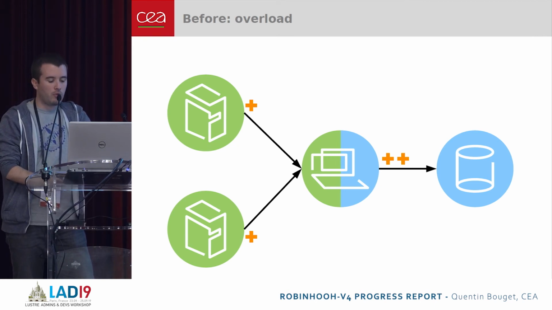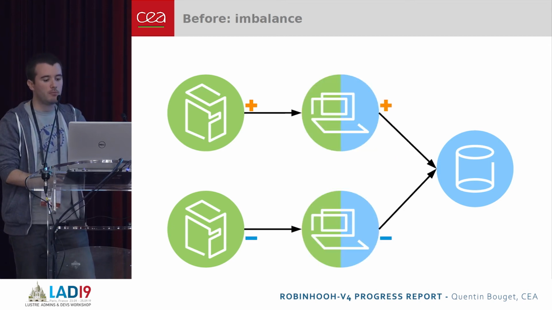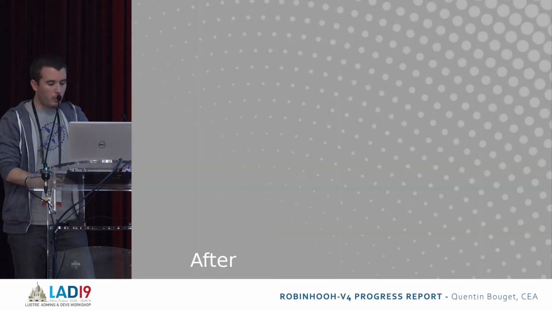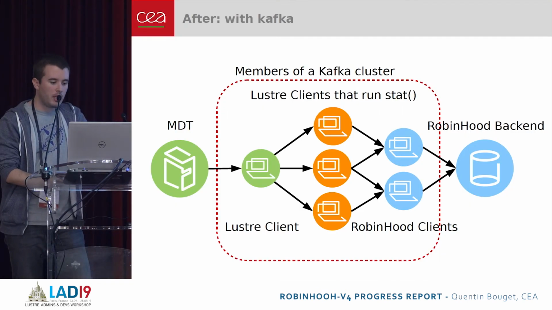So that's the first problem. Obviously, the solve to this would be to associate a different node per MDT. And in that case, what you're going to get is probably a waste of resources if one of your MDTs is not using all the power of your secondary node. What we plan to do is to use Kafka to solve a bit of that problem.